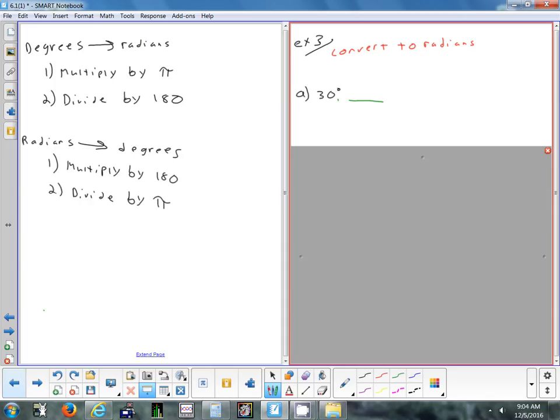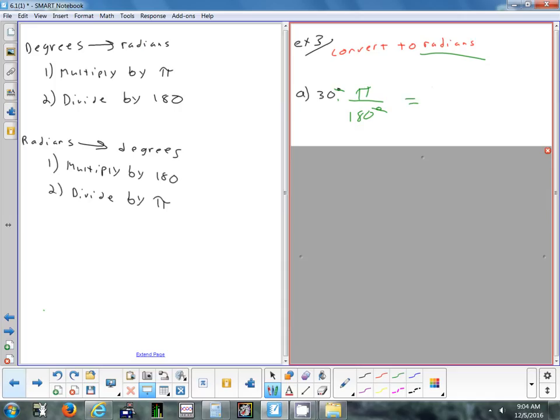I'm going to use the pi over 180. And here's how you can remember. I'm trying to convert to radians. If I have degrees in the top and I want it to cancel out, so I'm left with radians, it would have to go in the bottom. Degrees in the bottom, degrees in the top, cancels out. So whatever unit you want to cancel out, put that one in the bottom.